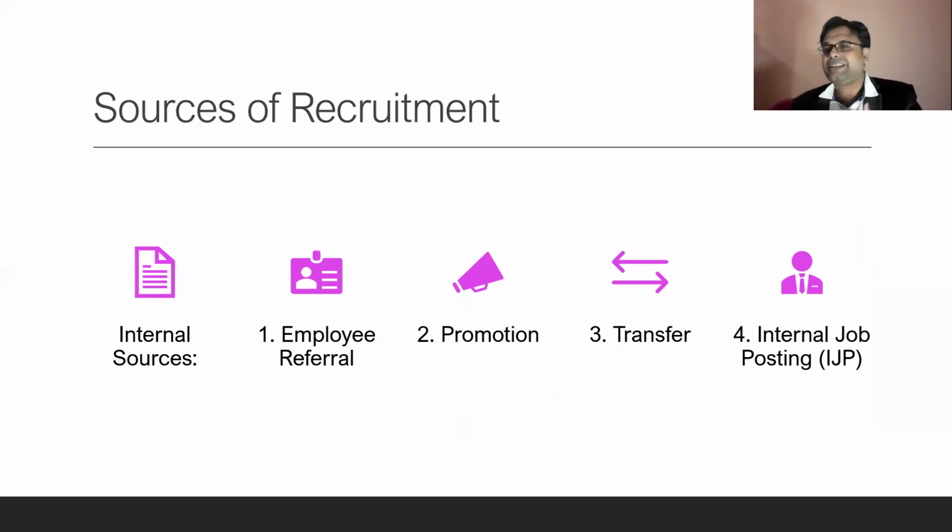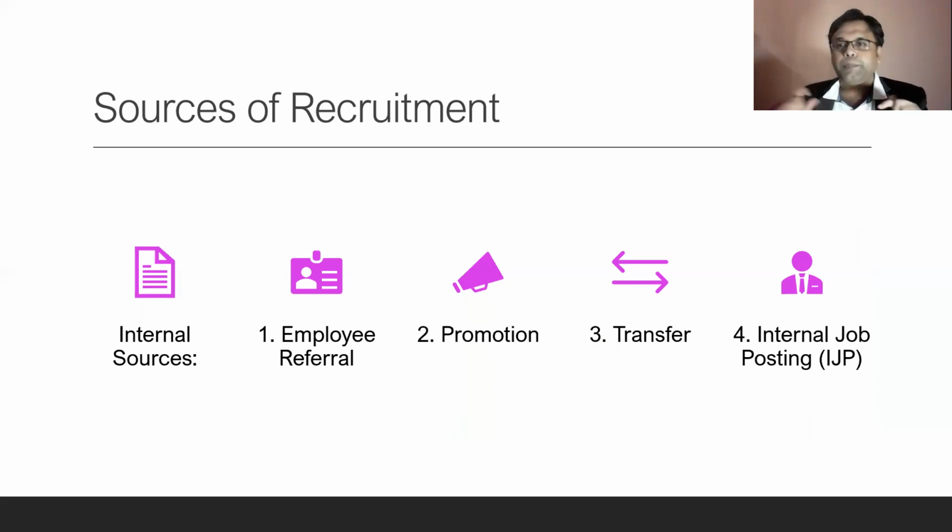Now we'll be identifying sources, how to attract the candidate. So which sources? The sources have been divided into two parts: internal sources and external sources. So what is an internal source? Internal source means sourcing the candidate, identification of the candidate, from within the company.